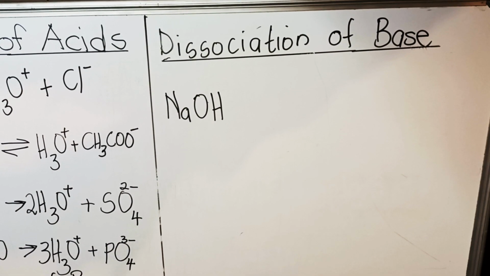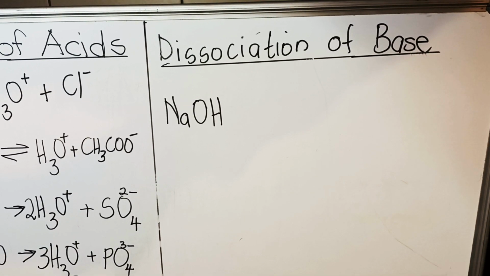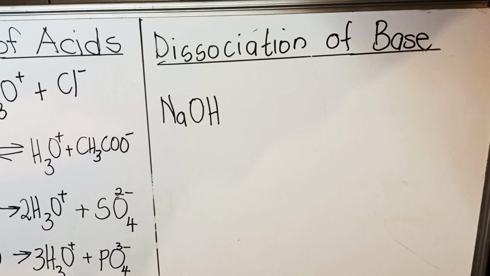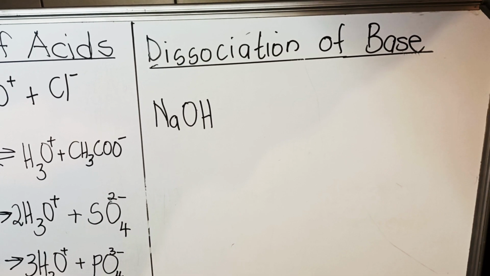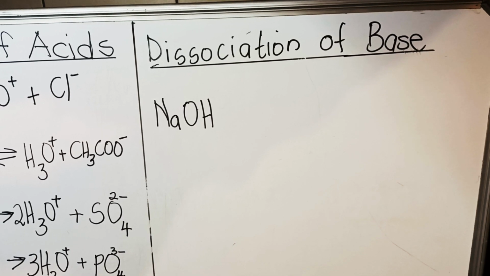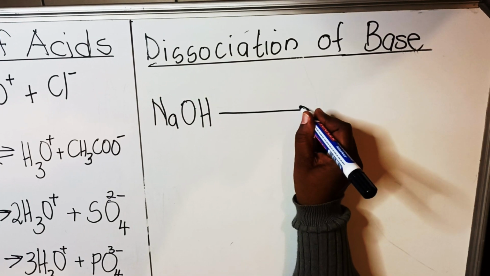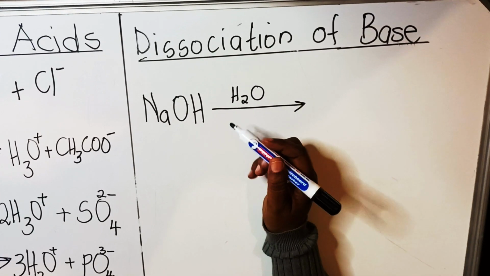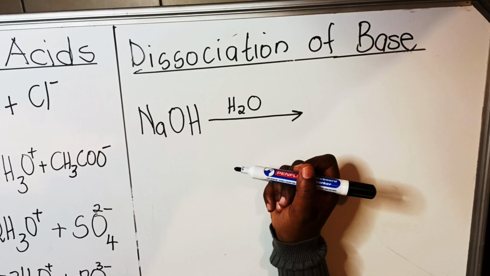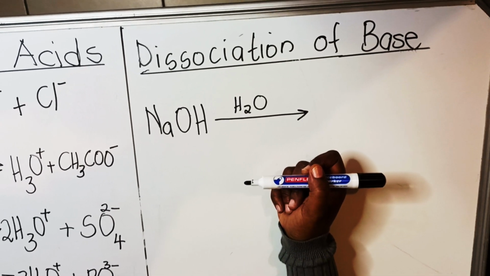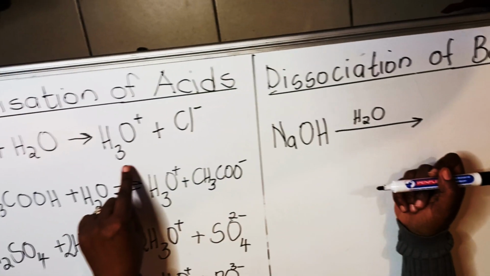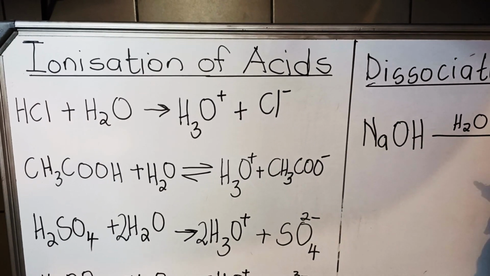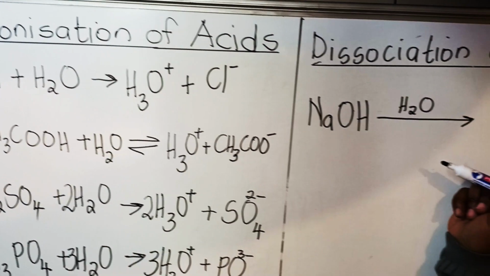Right, all bases except for ammonia dissociate in water. What does that mean? When you pour a base in water, it will split into ions, but it will not react with the water molecule. So when you show it, you do it like this. The water molecule is written here like it's a catalyst. It does not react. When you look at ionization of acid, the hydrochloric acid reacted with water to form the hydronium ion and chloride. It reacted with water. With bases, when they dissociate, they do not react with that water molecule.